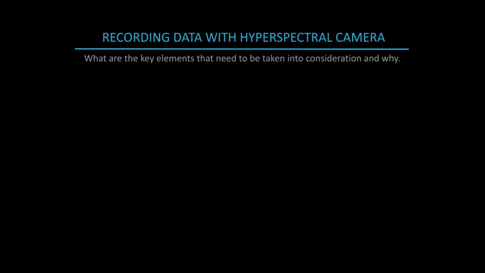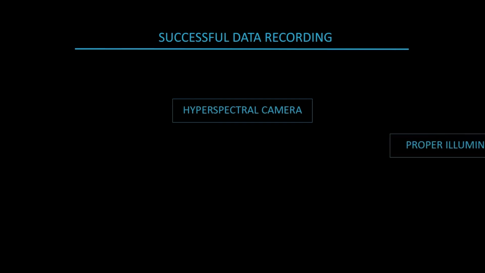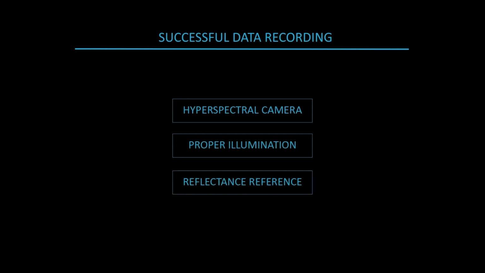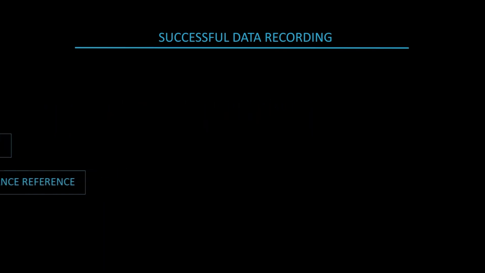We explain what are the key elements that need to be taken into consideration and why. You will need a hyperspectral camera, proper illumination and a reflectance reference, that in most cases is a white reference. These are the three most important elements that affect the data.